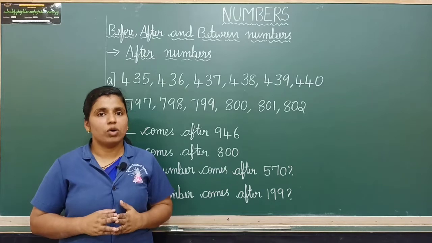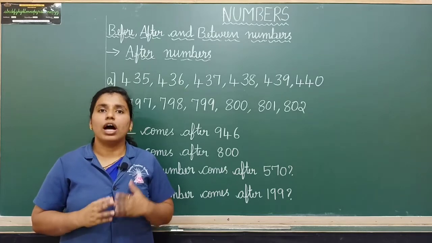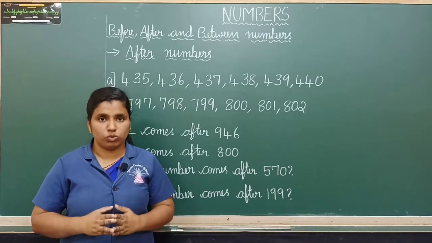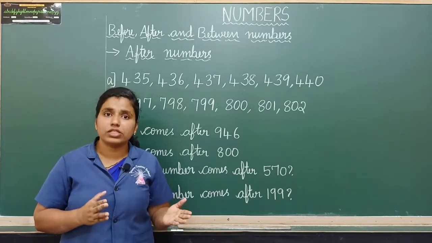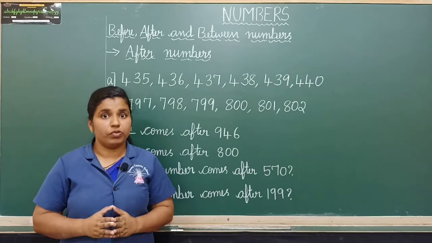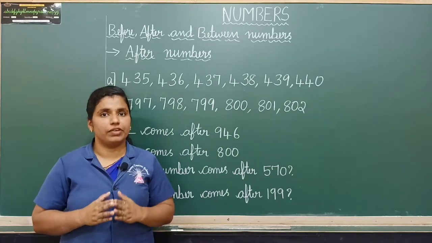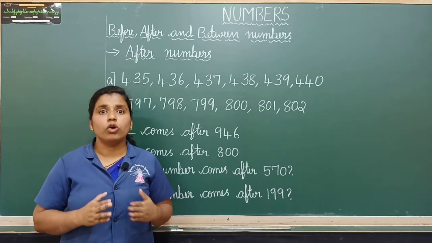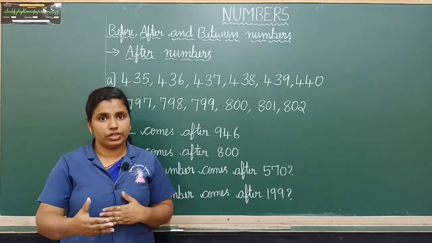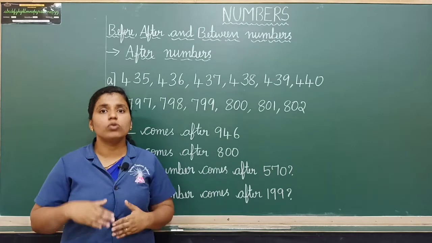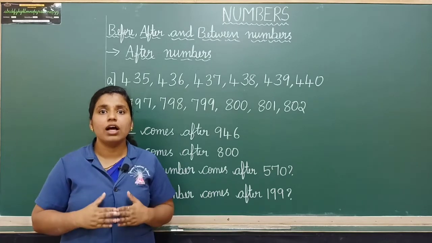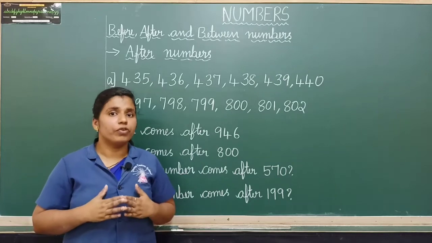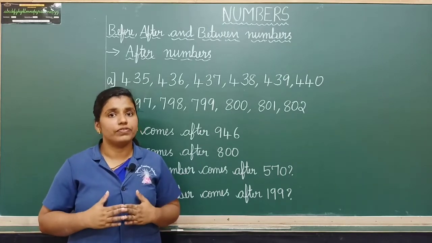Let us now discuss about after numbers. After numbers are those which are next to the given number. So to get after number, we have to count forward. So when we start counting forward, we will get the after numbers. So let us solve few more examples on after numbers.